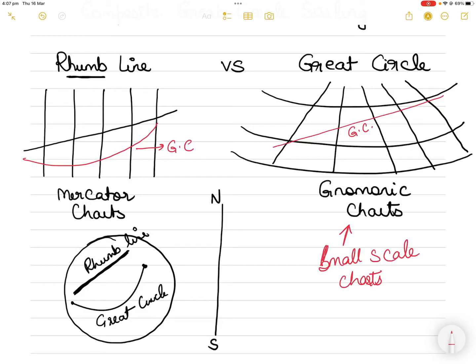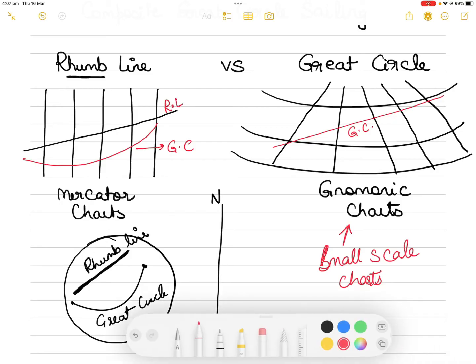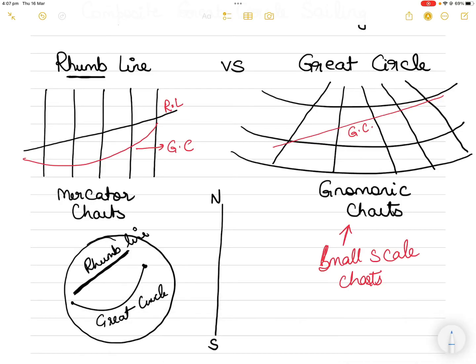Similarly, if I draw a rhumb line on the Mercator chart, it comes across as a straight line, but the same rhumb line, if I draw on the gnomonic chart, will come as a curve. Which means I can either sail on gnomonic charts using great circle or Mercator charts using rhumb line sailing. Like I said, the difference in the distances is not much in the north-south component, but the more the curvature of the earth comes into play, the great circle courses become the shortest distance. But if I draw great circle as curves on Mercator charts, I can't sail.